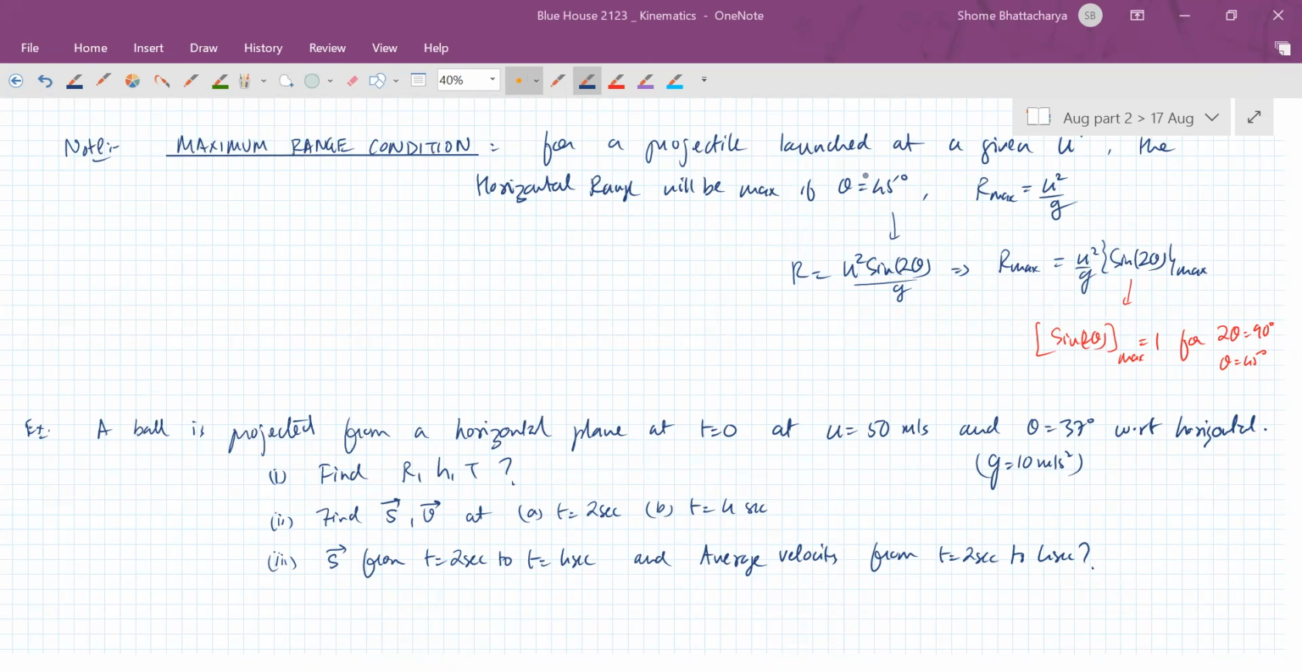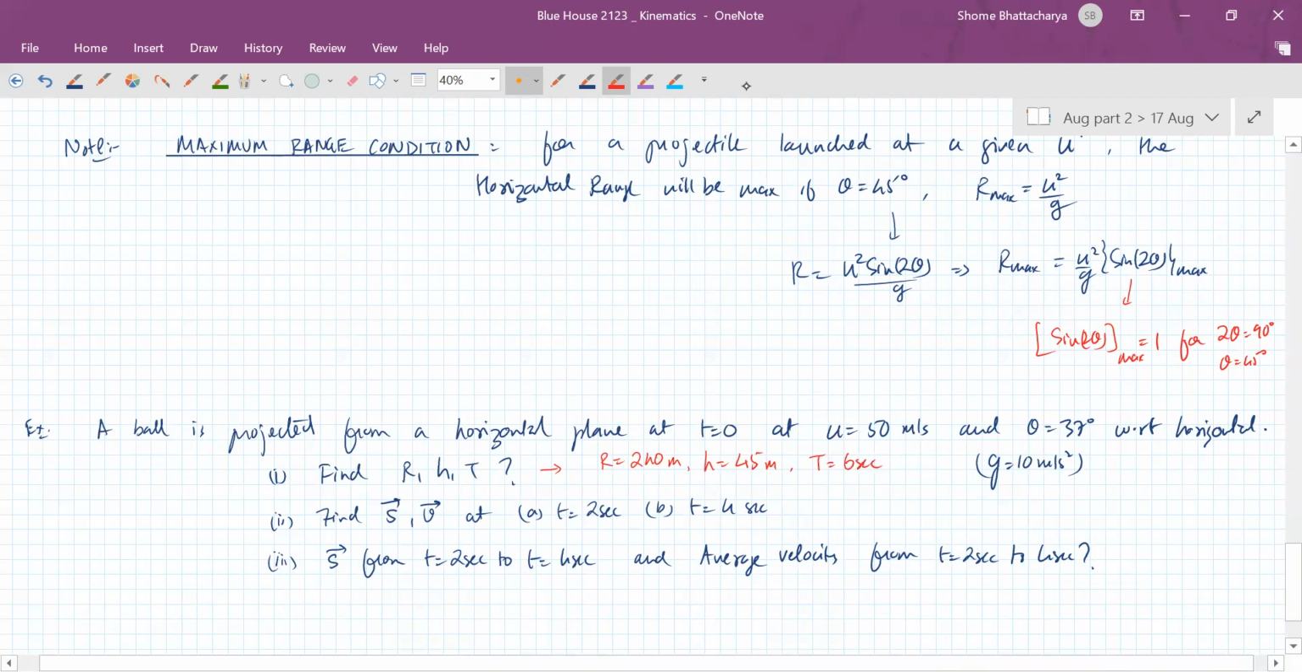Okay, Jitesh is correct now. Vedant, your answer to the second part is correct. Jinendra, yours is also correct. So for the first part I'll just put up the answers here. Range should be 240 meters. Maximum height will come out to be 45 meters. And time of flight will come out to be 6 seconds. Yes, Siddharth, very good. That's correct.